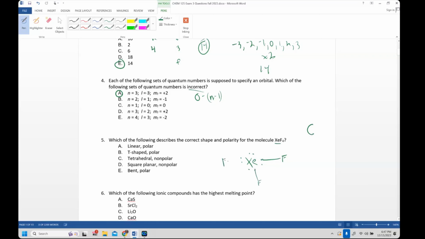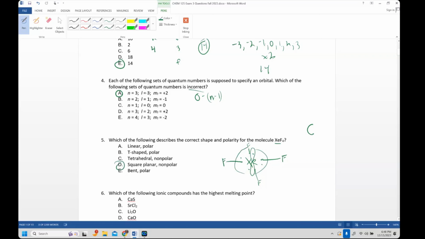So there's 1 single bond, 2 single bond, 3 single bond, 4 single bond. So what's left over? We have 2 electron pairs. These electron pairs will orient themselves in an arrangement where it is square planar. One pair will be on the top, and the other pair will be on the bottom, and the F's will be going in a square, because they'll be on the same plane. So it's going to be nonpolar and square planar.